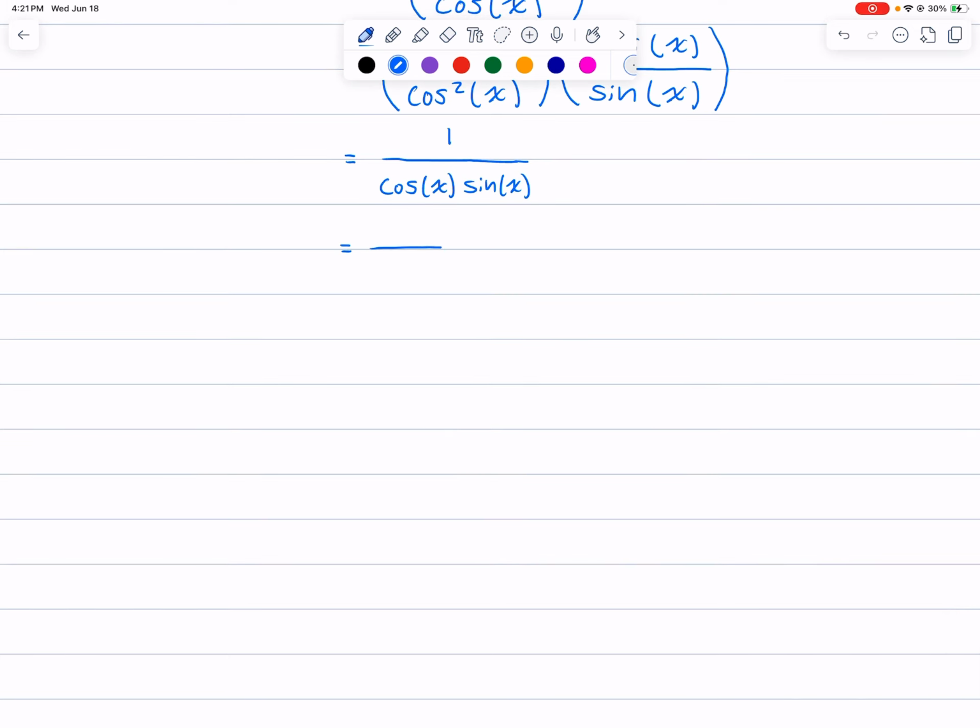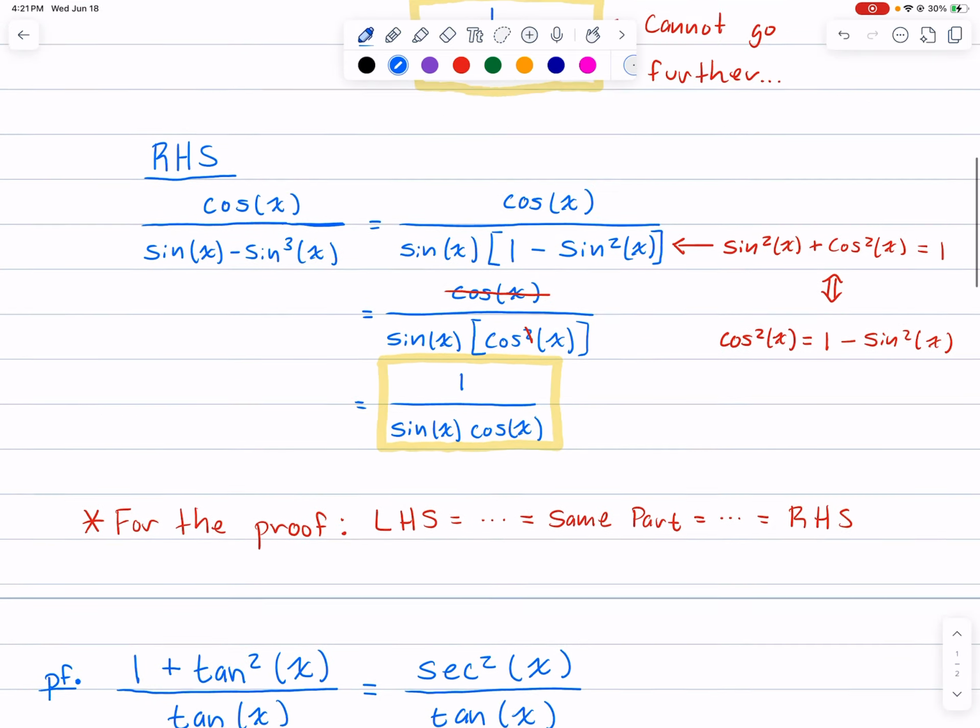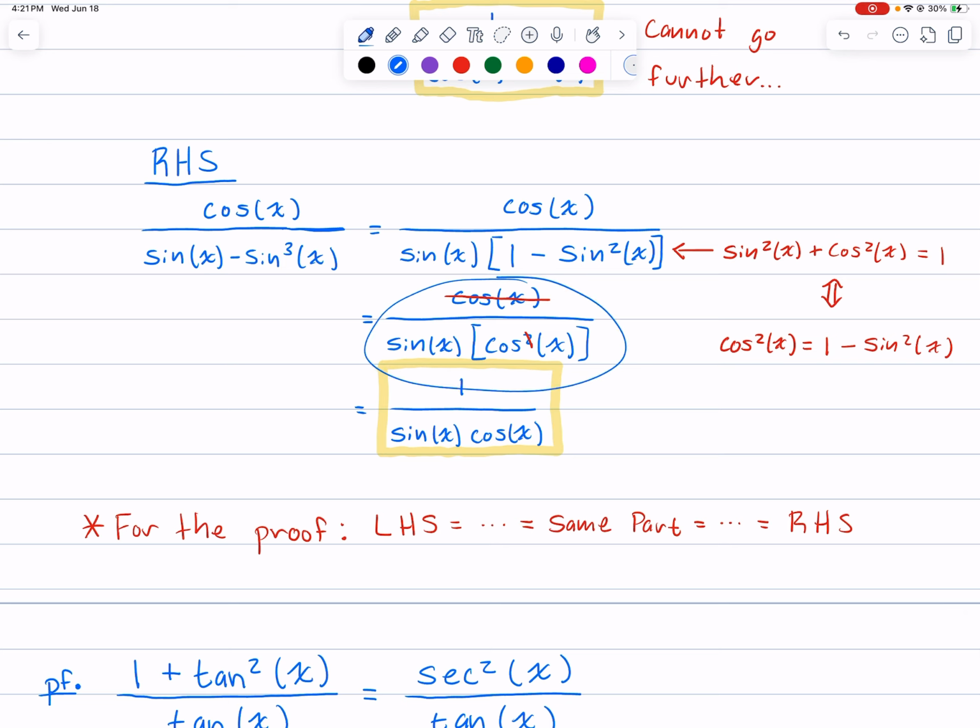I will rewrite this as 1 over sine of x cosine of x, just so I'm keeping up with what the proof said. Okay, and then I'm going to scroll up to show you. I'm just going to write this next step. So I'm going to write cosine of x over sine of x cosine squared of x.